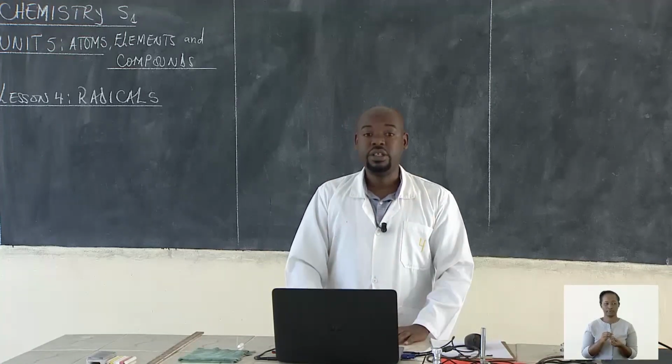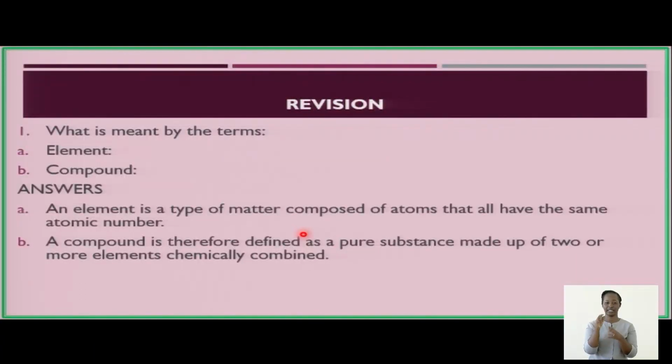So an element is a type of matter that is composed of atoms of the same kind. And when we say atoms of the same kind, we mean atoms which have the same atomic number. Remember, we said that the atomic number is like the ID of a given atom. It's like the DNA of a given atom. So atoms which belong to the same element should always have the same atomic number. And a substance composed of atoms of the same atomic number forms what we call an element.